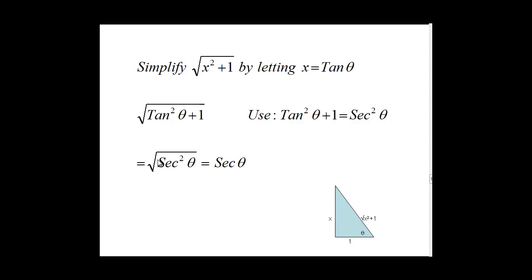And then the square root of x squared plus 1, if you think of this triangle, if you take the hypotenuse and divide by the adjacent side, that's the reciprocal of cosine, which is secant. So looking at triangles, relating your radical to a triangle, you get the same answer. Secant is hypotenuse divided by adjacent.